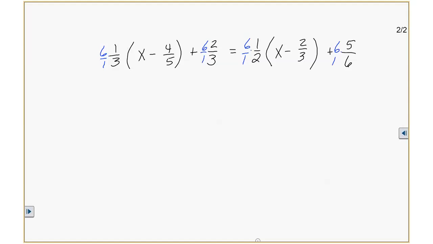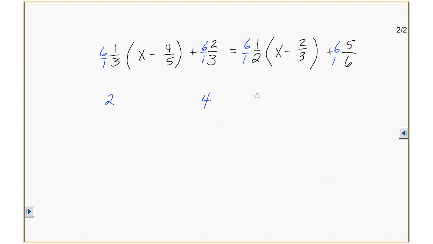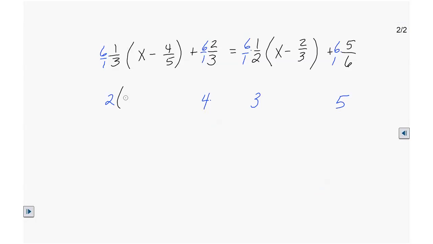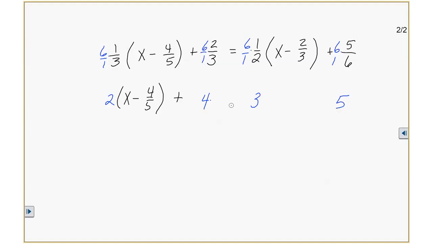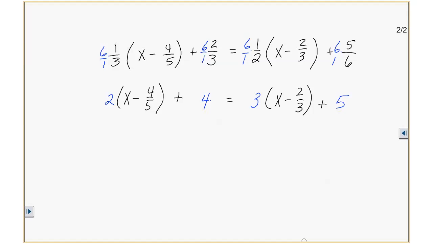Now what's 6 divided by 3? And what's 12 divided by 3? And what's 6 divided by 2? And what's 30 divided by 6? Now you're going to have to distribute this.